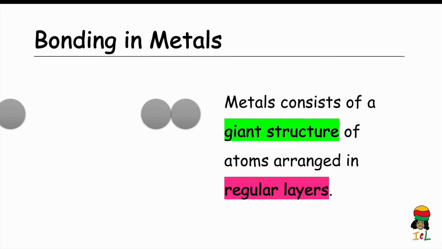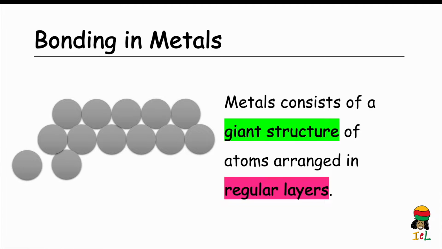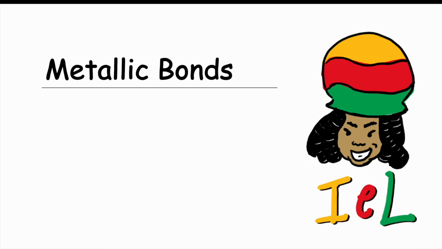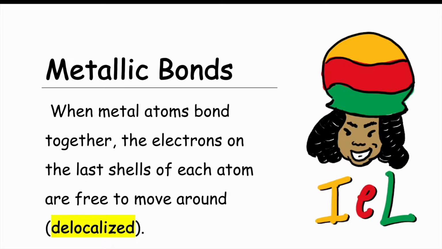If you look to the left of the screen, each gray circle represents a metal atom. The metal atoms are arranged in regular layers and form a giant structure, since the atoms bond in all directions. When metal atoms bond together, the electrons on the last shell of each atom are free to move around. That is, the electrons are delocalized.